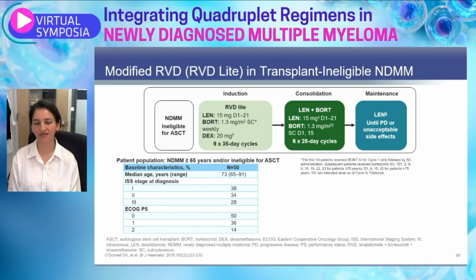This was a small study. It was a phase 2 study, but this phase 2 study has really been adopted by the majority of people the world over. Here we used a lower dose of lenalidomide. Bortezomib was given weekly subcutaneously, and the dexamethasone dosing was also much lower.